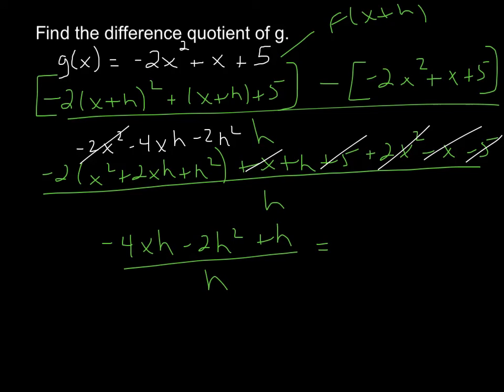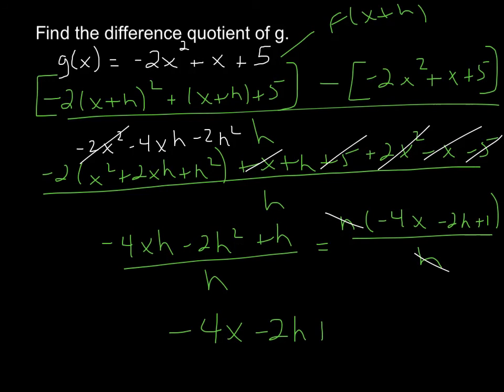So again, I look at the numerator, I can factor an h from all of those terms in the numerator, and then when I divide by h, my h's will divide out. And I will be left with negative 4x minus 2h plus 1 as my difference quotient.